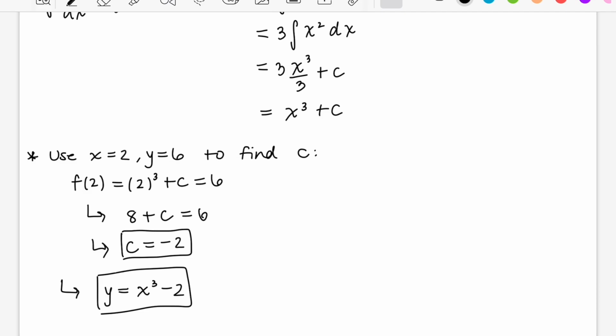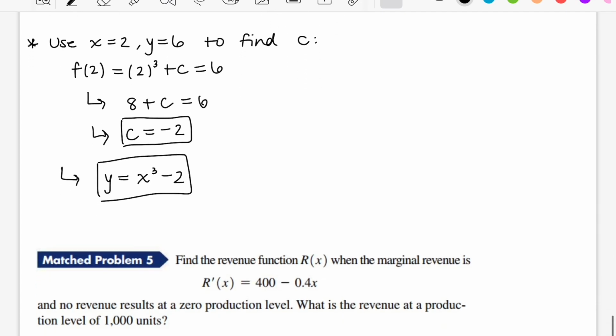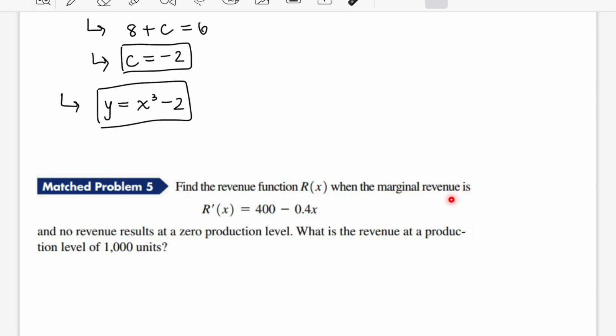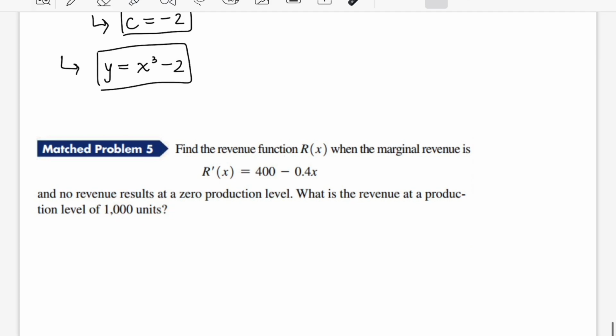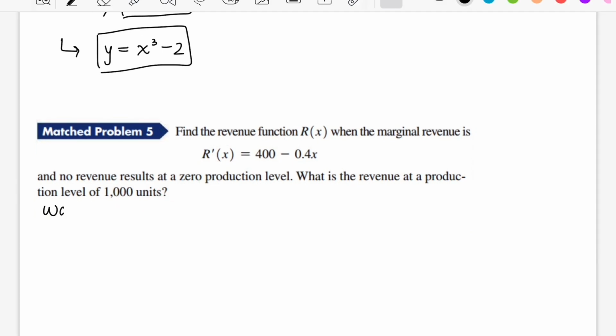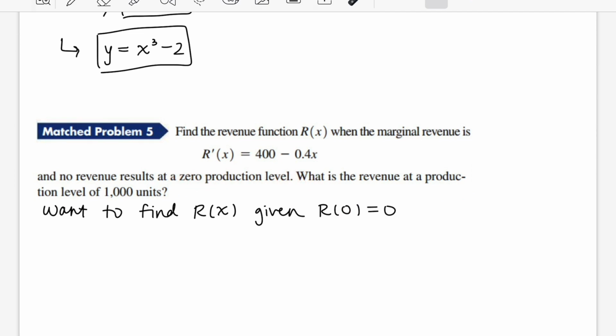All right, we'll look at one more problem here. We want to find the revenue function, r of x, when the marginal revenue is given by this here, and no revenue results when we have a 0 production level. And then we also want to figure out what is the revenue at a production level of 1,000 units. So essentially we want to find our revenue function, r of x, given the fact that r of 0 is equal to 0. When x is equal to 0, so when we have 0 production, our revenue will be 0.